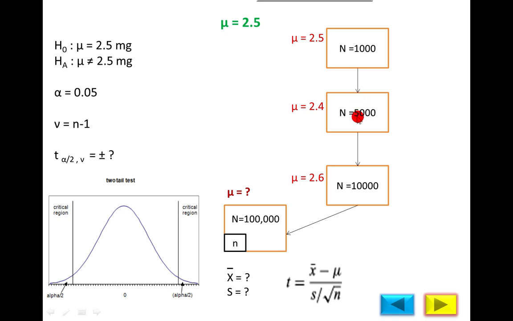After one year, production increased from 1000 to 5000. Suppose this is also a very small production; you can calculate the weight of each individual tablet, up to 5000 tablets, one by one. Suppose the weight varies: the first tablet is 2.3, the second 2.4, the third tablet weight is 2.6, and so on, and then you add all 5000 weights and divide by 5000.